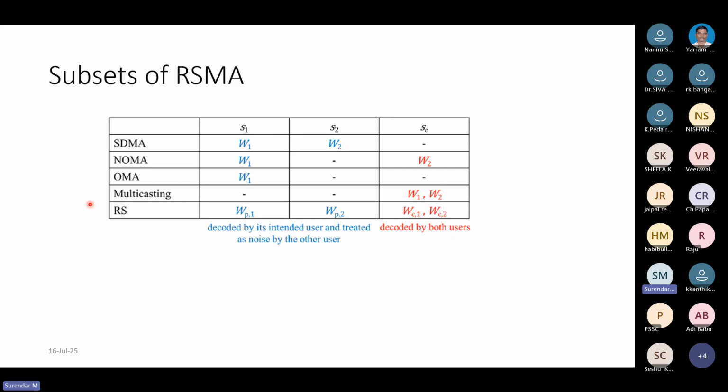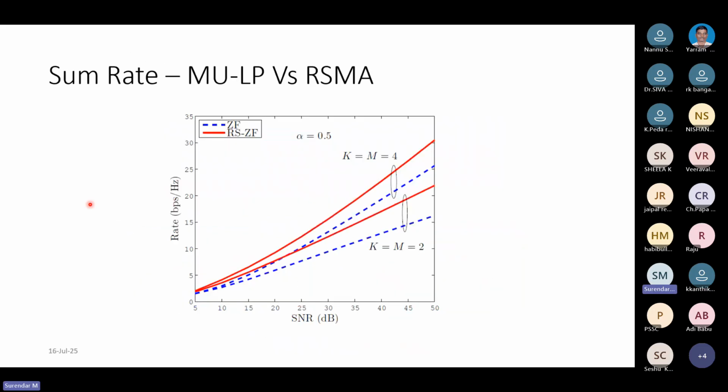So for comparison, we are supposed to discuss NOMA and its merits and demerits also. Okay, so this is the overall sum rate comparison of multi-user linear precoding, that is the SDMA that we have derived, and RSMA. This is the comparison. We can see that the blue line corresponds to zero forcing, and the red line corresponds to rate splitting zero forcing.